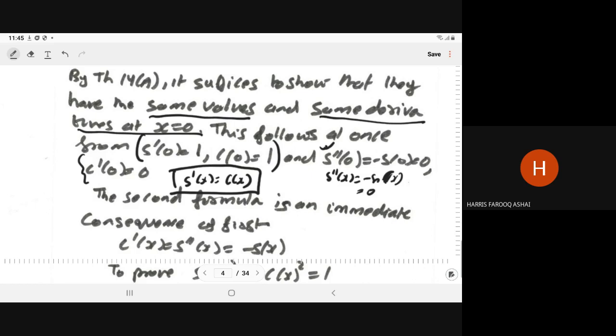Any other clarity you want? Can I proceed?